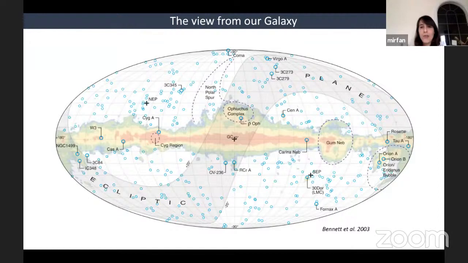Now, the view from our galaxy is a crowded one. You are going to be doing your observations through a lot of sources of diffuse emission, like the North Polar Spur there, and compact sources of emission. This is what I'm calling foreground. So basically a foreground is any signal that is standing between you and your cosmological signal of interest. And that's what we're going to be talking about today.